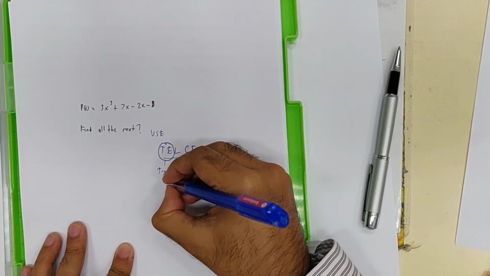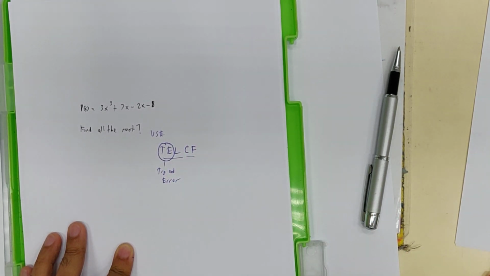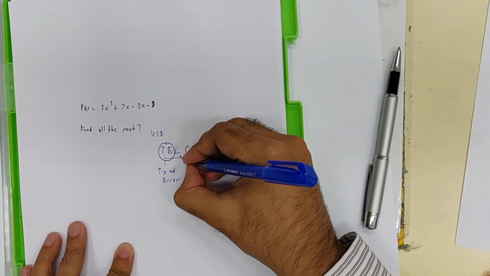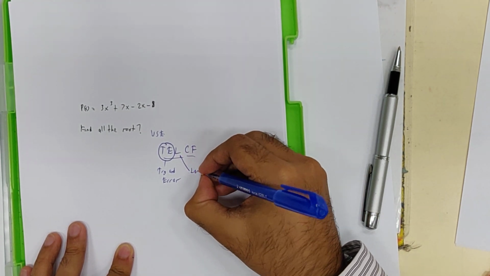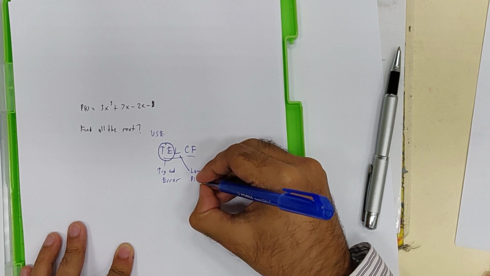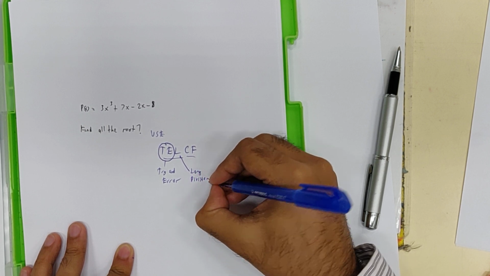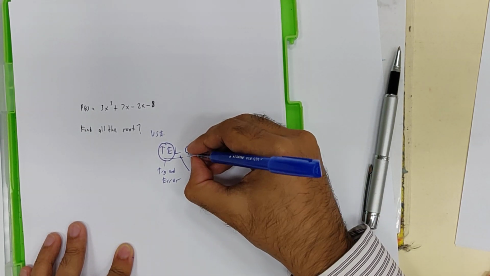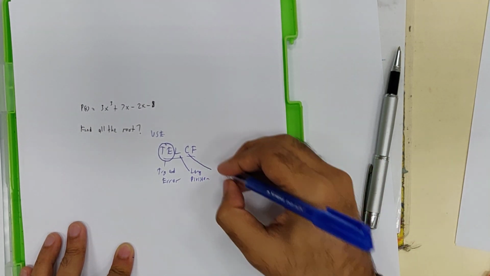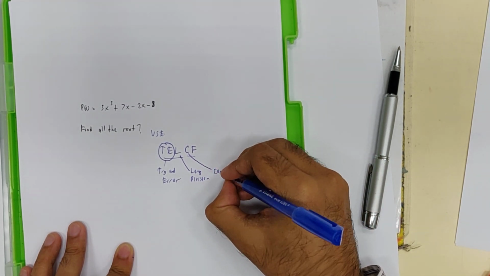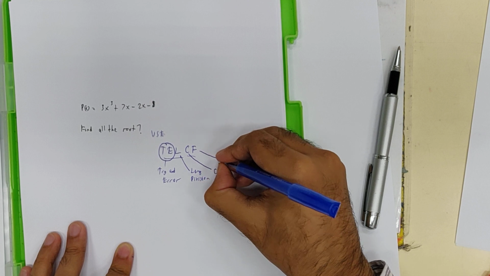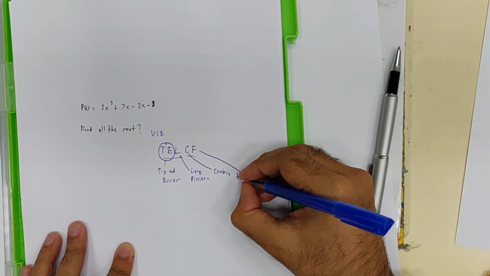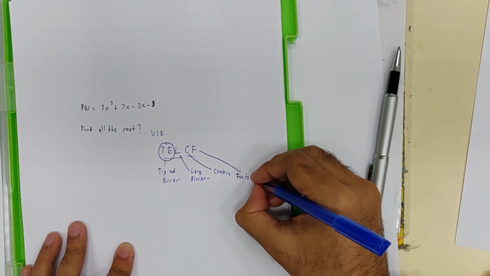L stands for long division. C stands for combine. F stands for factorize.